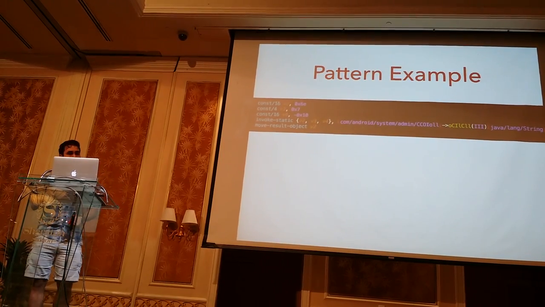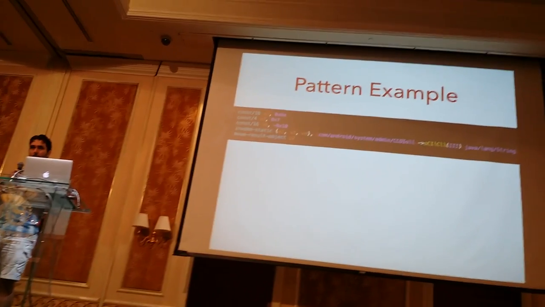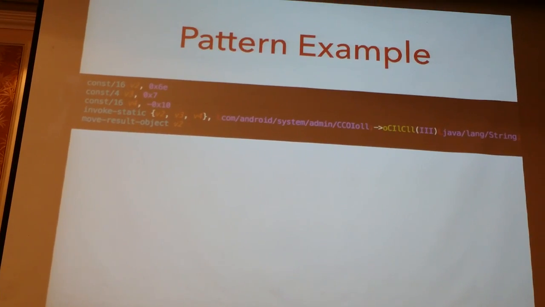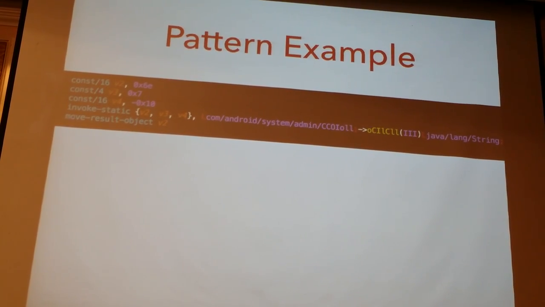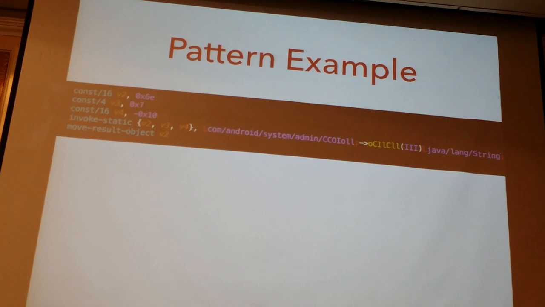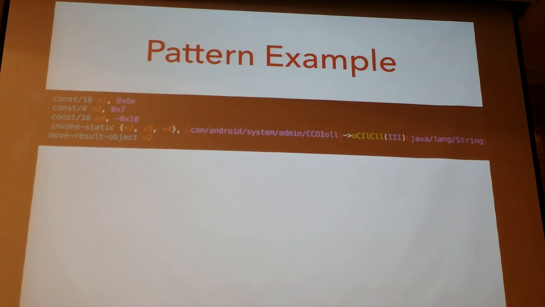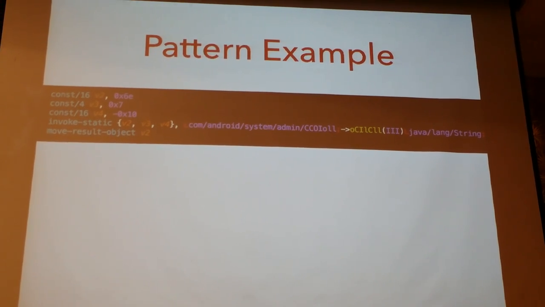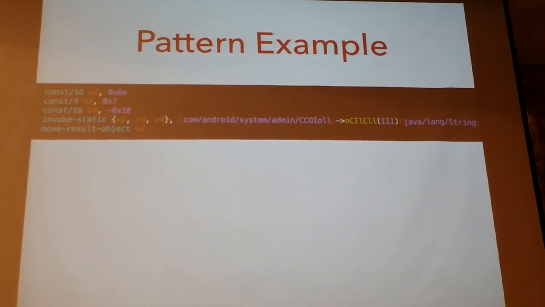So here's an example. This language here is called SMALI. If you've ever done any Android reversing, you've probably seen it before. It's similar to Java, actually called Jasmine. You can see that it's creating a constant and storing it in V2, and the constant value is 0x6E, a number, and storing three integers, and then it's calling a static method with a very long and confusing name, and this is a string lookup. So it's taking a method with three integers, calling it, and then getting a string back. And that string is the decrypted version of the string. And it's storing that into V2.